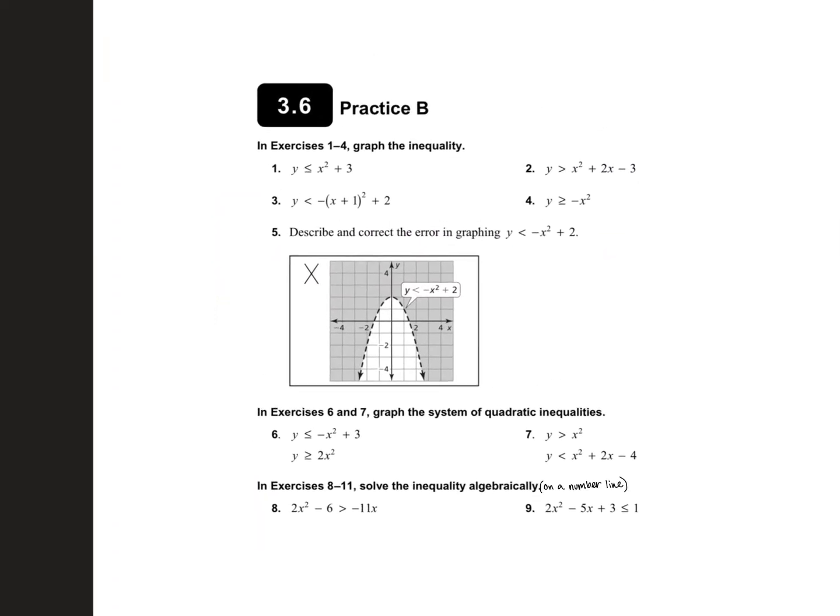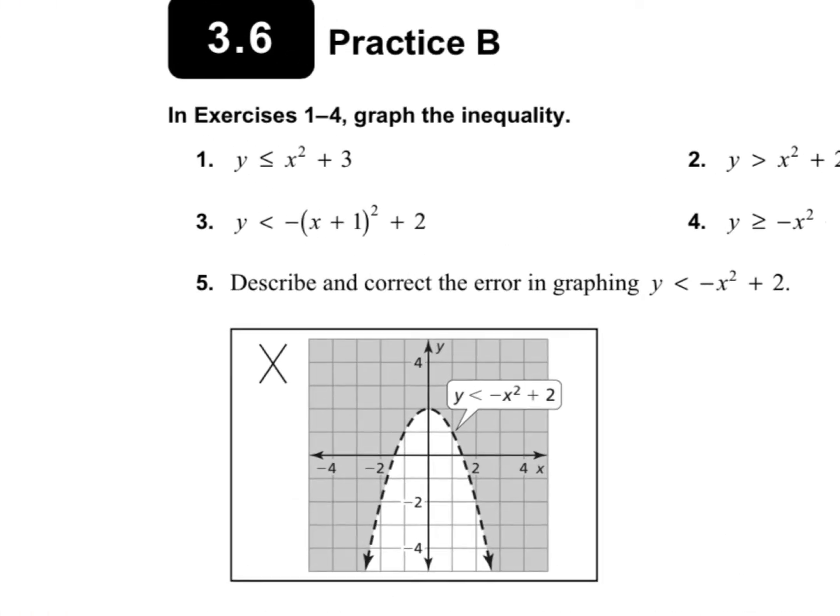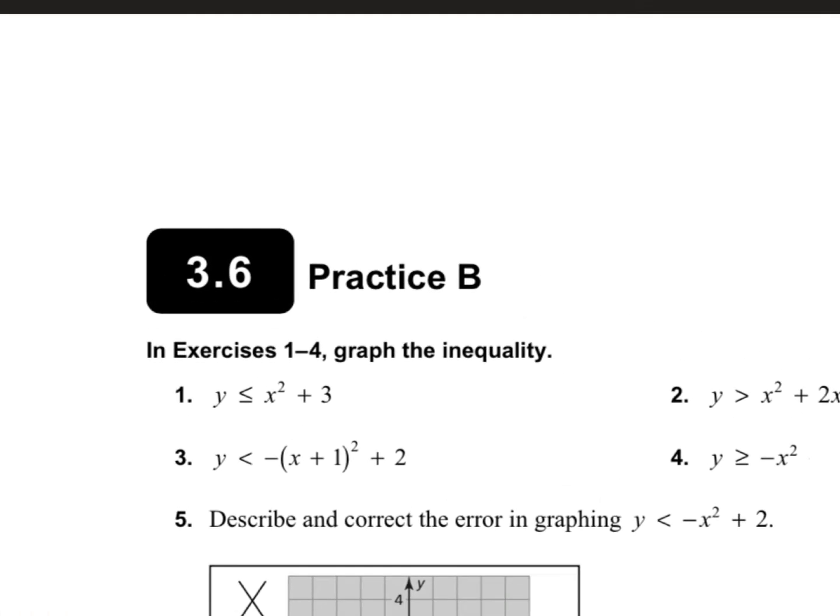So for 3.6, there's our graphing inequalities. Just as a reminder, if it is greater than or equal to or less than or equal to, does that get a solid parabola or dotted parabola? Solid. So it's either a solid upwards parabola or solid downwards parabola. It could be either one. What if it was just greater than or just less than? Then it'd be dotted. So dotted parabola, it could either go up or down.